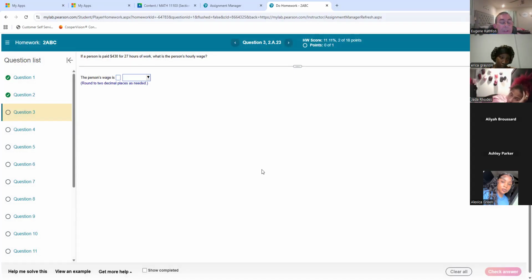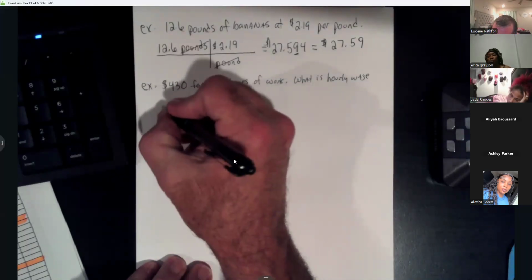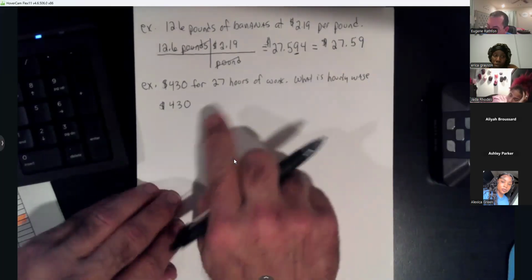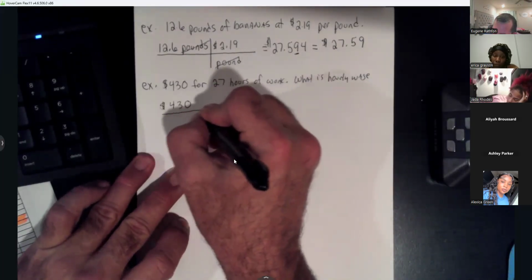All right, this one says a person is paid $430 for 27 hours of work. What is the hourly wage? You'll divide 430 by 27. I agree. So let me see how I would set that up in my analysis. We know we got $430 for 27 hours of work.